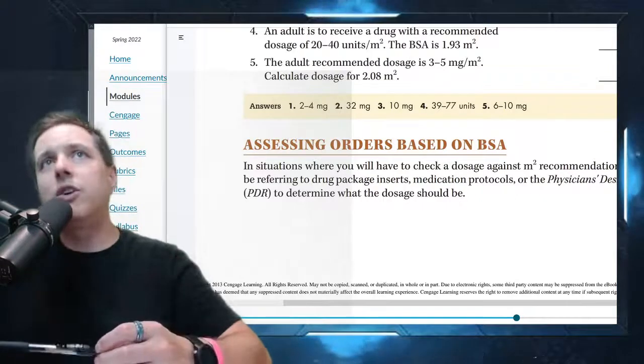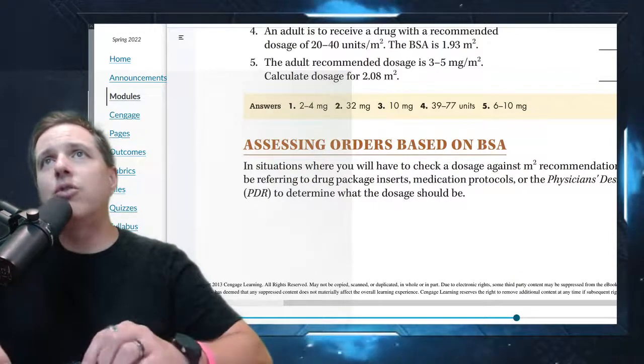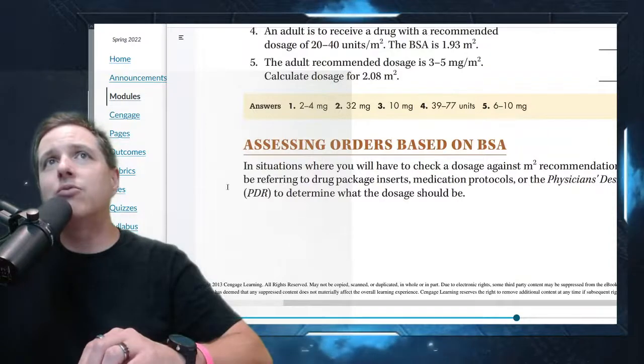So yeah, in situations where you have to check a dosage against the surface area recommendations, you will be referring to drug package inserts, medication protocols, and the Physicians' Desk Reference to determine what that dosage should be.